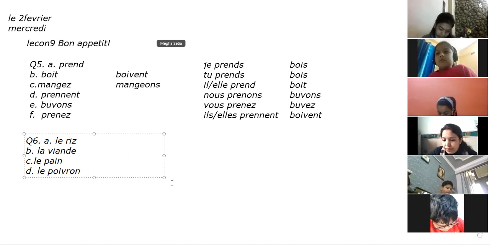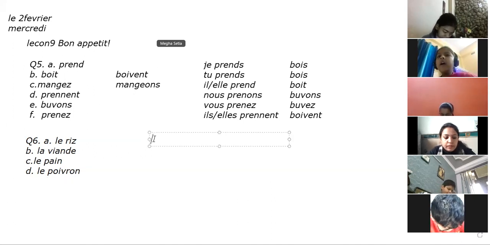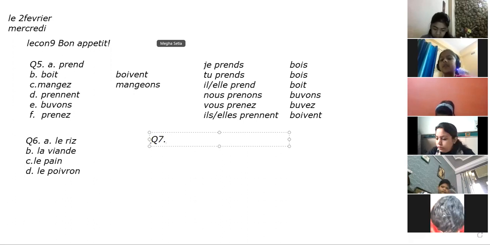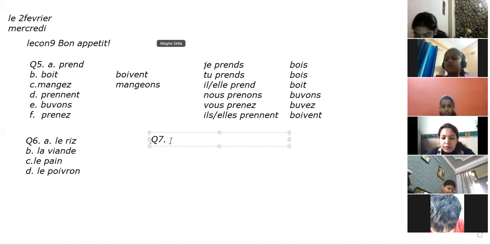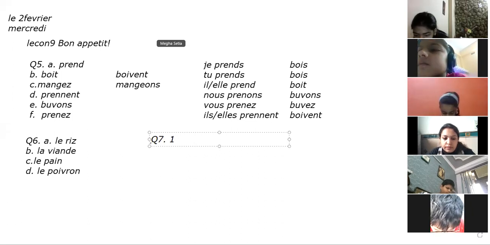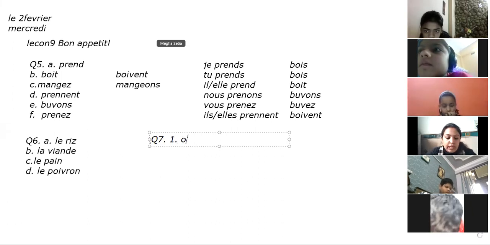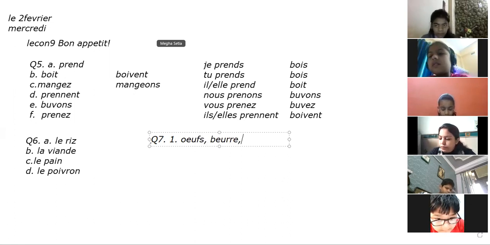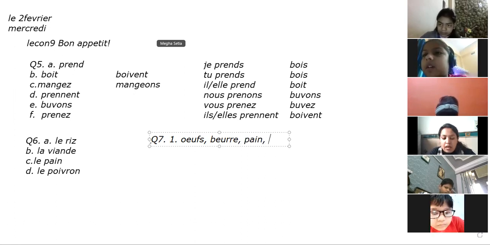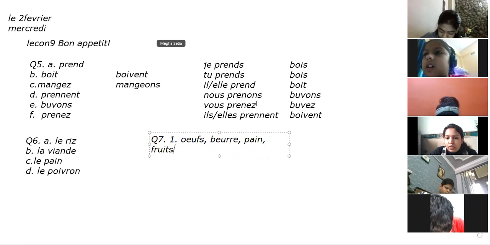Now the last question of the chapter. Question number 7. So here are a few things which are drawn, and you need to tell what you eat in breakfast, what you eat in lunch, what you eat in evening snack, and what you eat in dinner. So if I talk about the first one, that is the breakfast. You eat eggs in the breakfast. Oeufs. Beurre is your butter. Pain is your bread. And fruit is your fruits. So these all things you are eating in the breakfast.